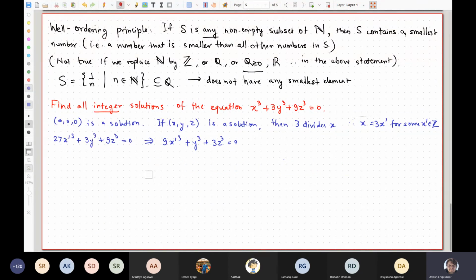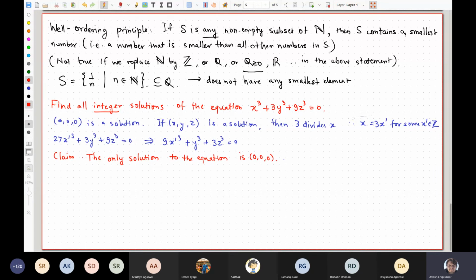Right. So this argument is correct, and that is what we'll use in the proof also. So claim: no other solution. The only solution to the equation is 0, 0, 0.